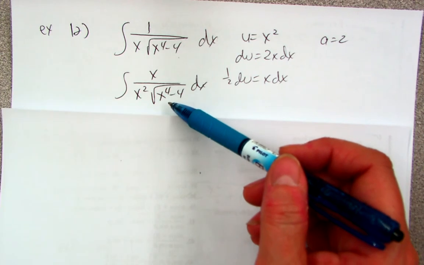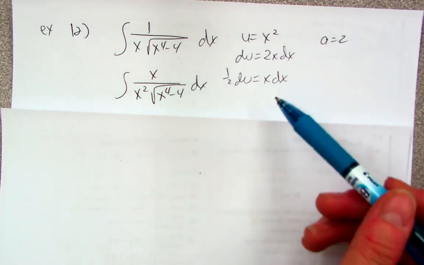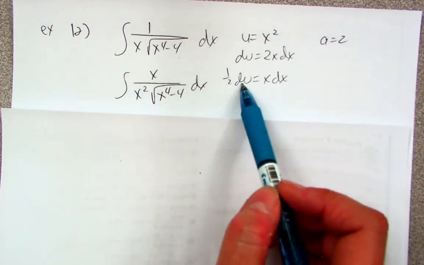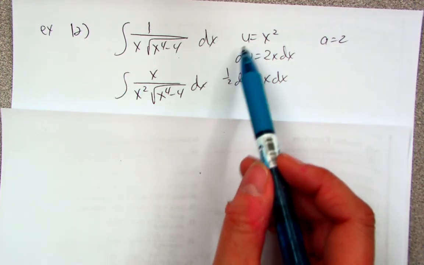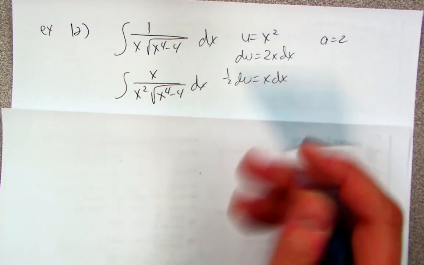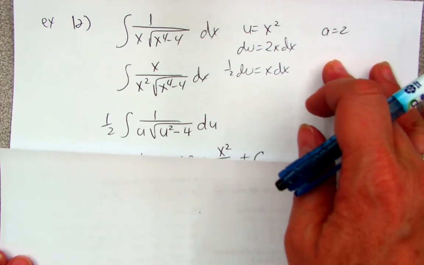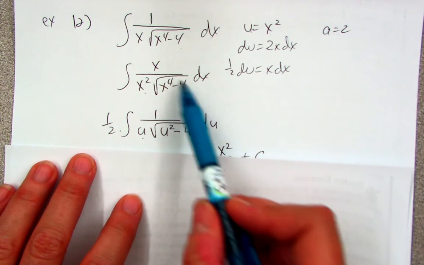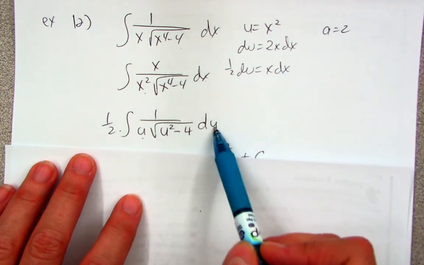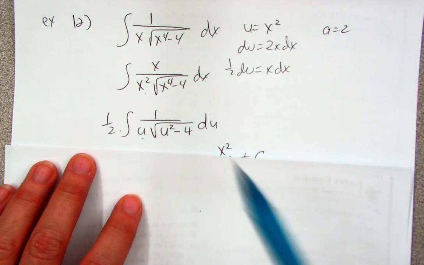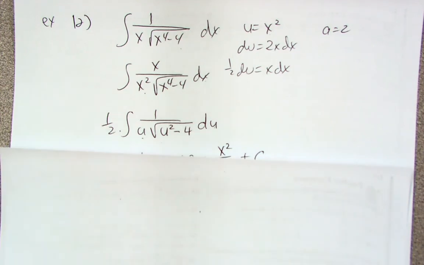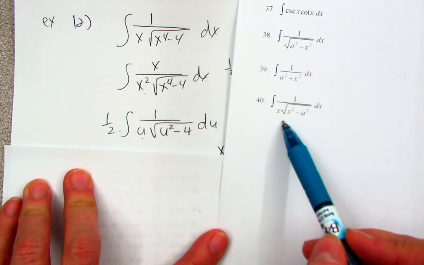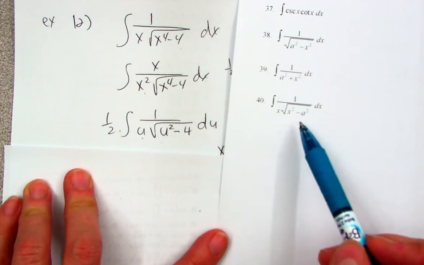So now let's apply this. This x dx can be replaced with 1/2 du, and then this u will go here, and this u will go in here. So watch what happens. There's my 1/2. Here's my u. This is replaced out, and this is now u squared minus 4. Now let's take a look at that. Isn't that modeling number 40? It's completely modeling number 40.